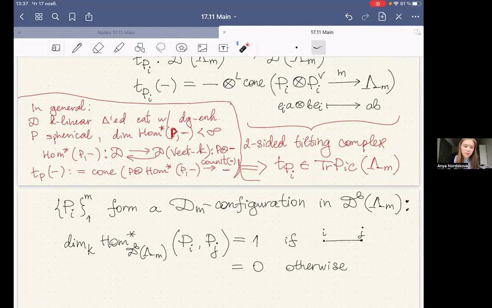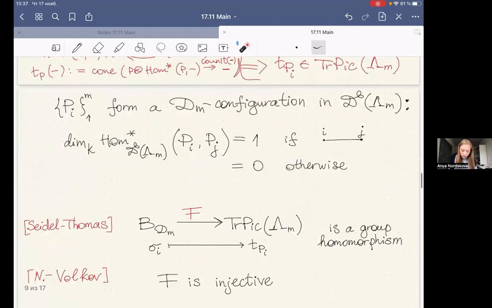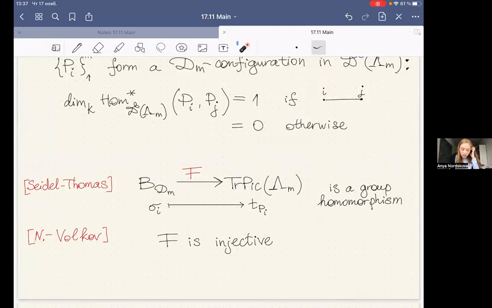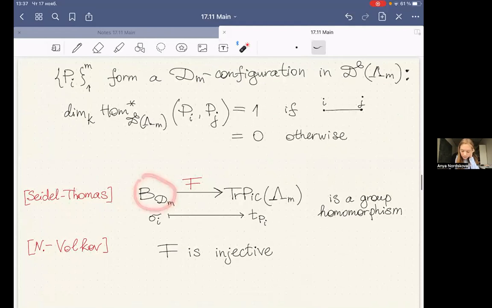And then it follows from the famous result of Seidel and Thomas that you have a homomorphism from the braid group of type D_m to the derived Picard group of my algebra, which sends the generator sigma_i to the corresponding twist functor. Again, this result is far more general. I'm just stating it like this because this is what I need.